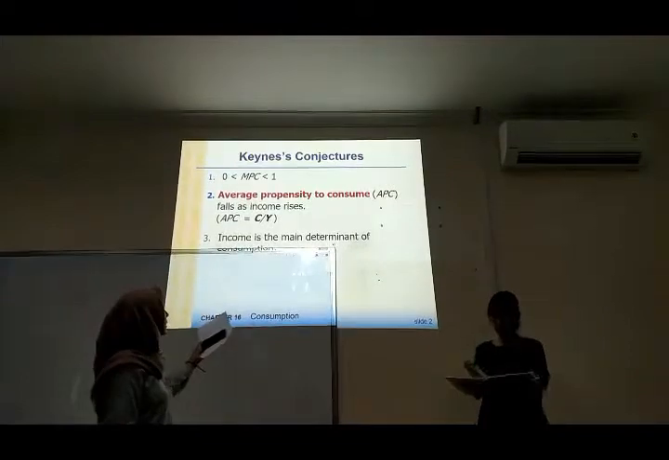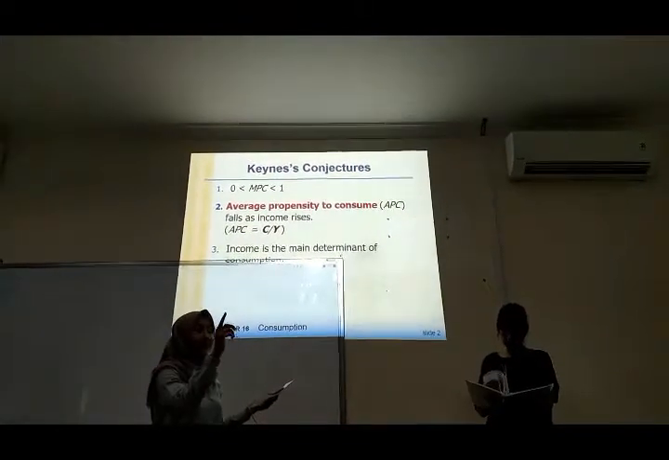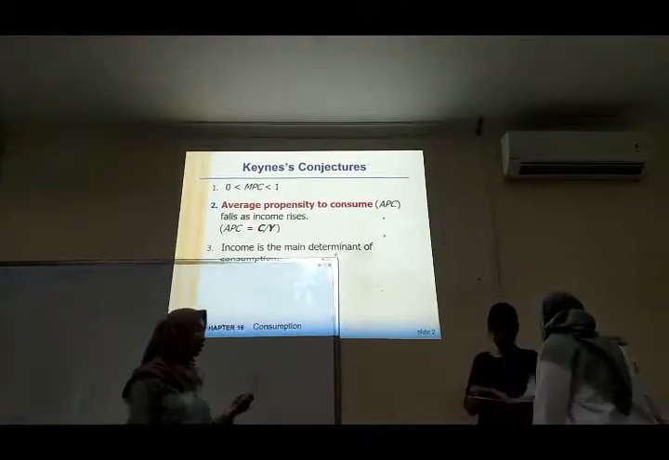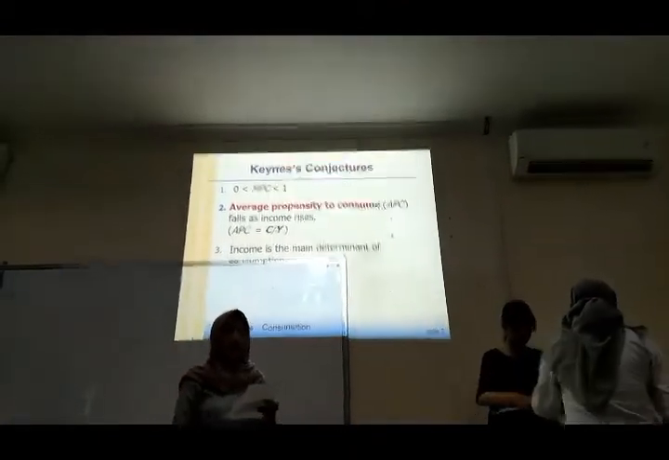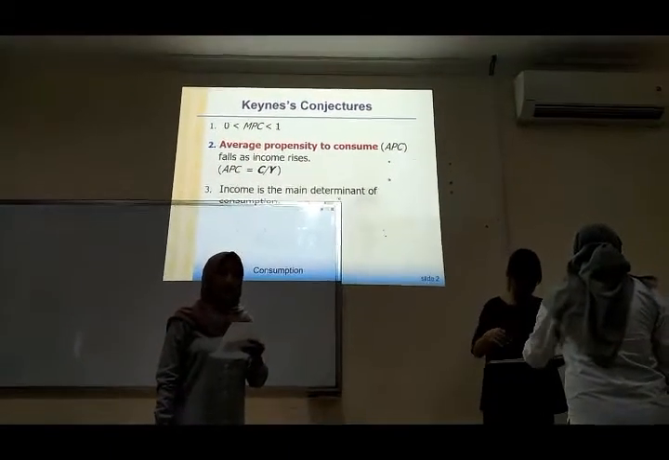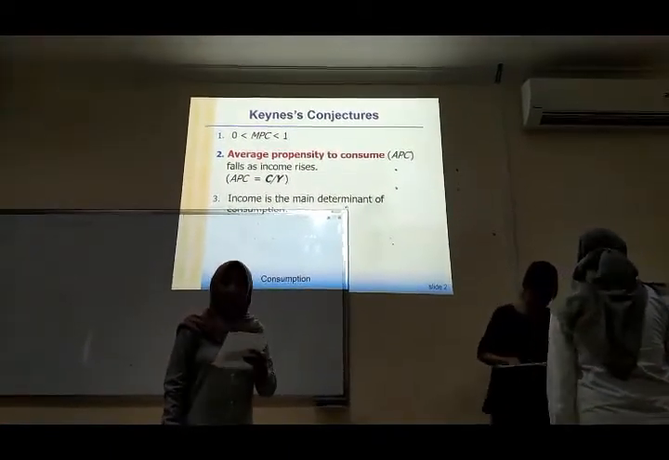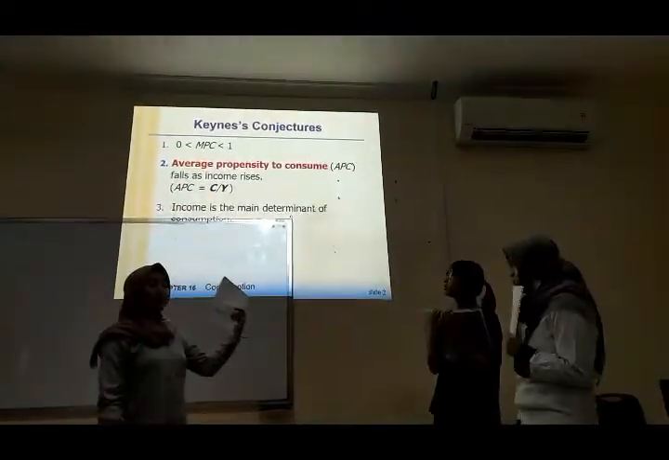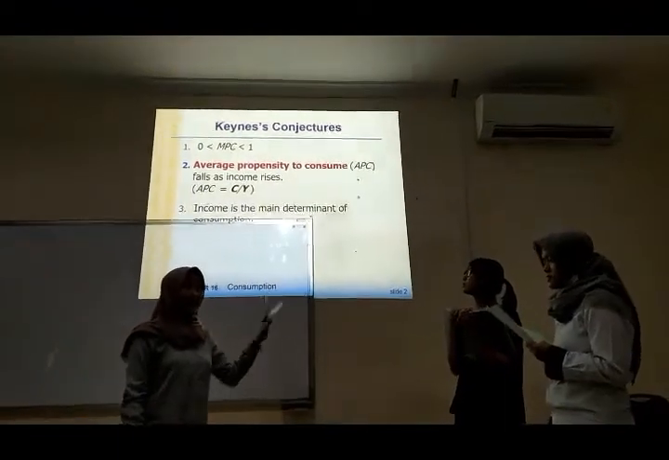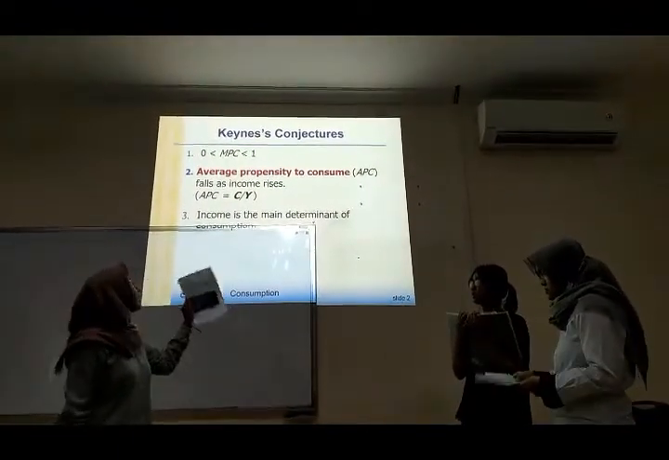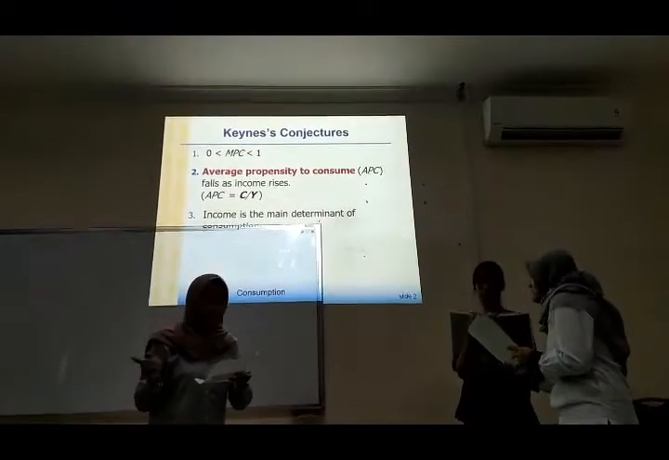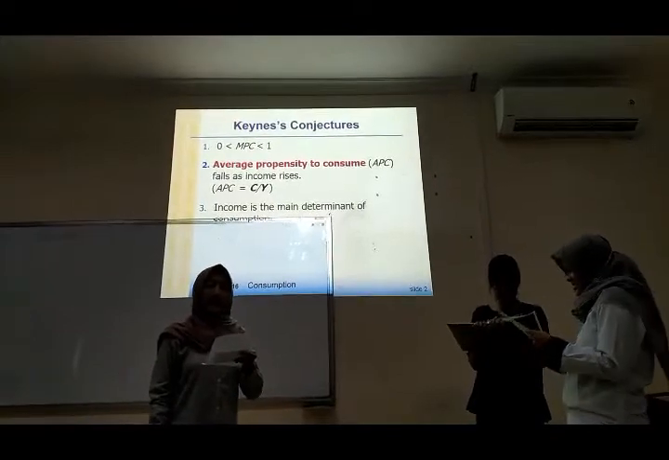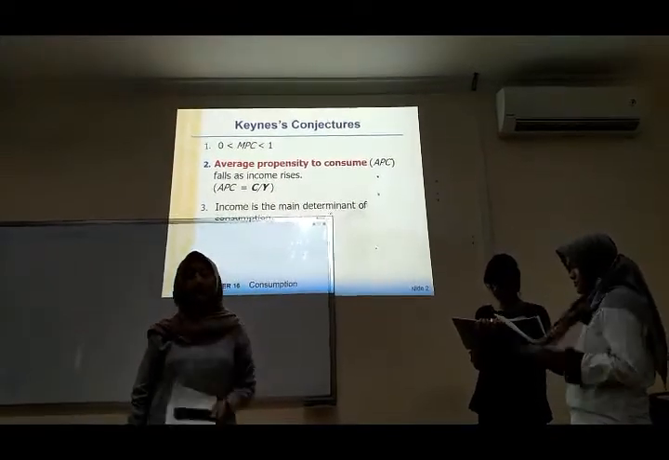As you can see, MPC is more than 0 and less than 1. Keynes conjectured that the marginal propensity to consume, the amount consumed out of an additional dollar of income, is between 0 and 1.